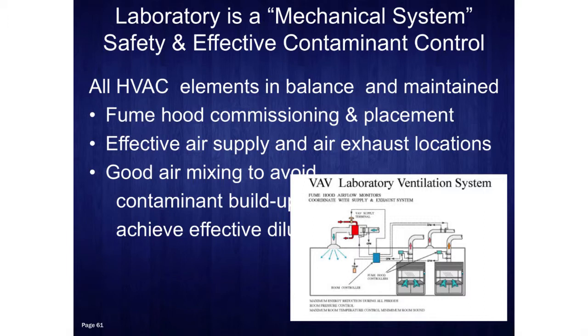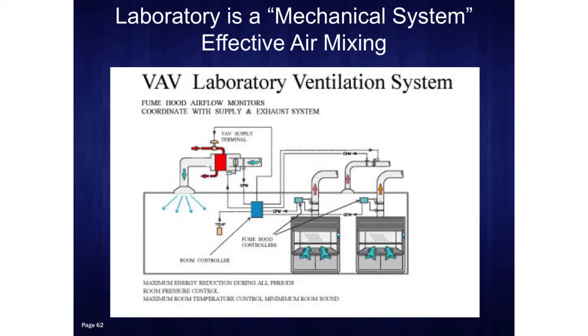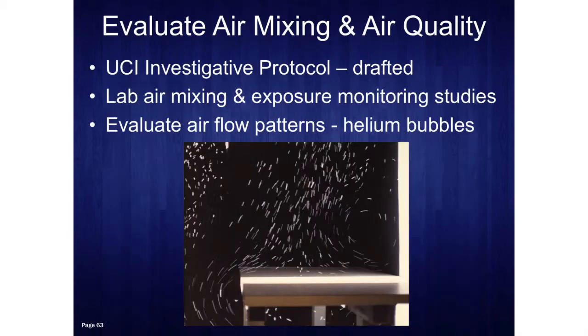I think we all know that all HVAC elements in a lab need to be in balance. Things like fume hood placement need to be good. We need to have effective air supply and air exhaust locations so we can have good air mixing and avoid contaminant buildup. So let's take a little closer look at that diagram. In this lab, we've got an air supply coming in on the left, and what we're hoping to achieve is effective air mixing as that air moves across from the left to the right and is exhausted out of the fume hoods.